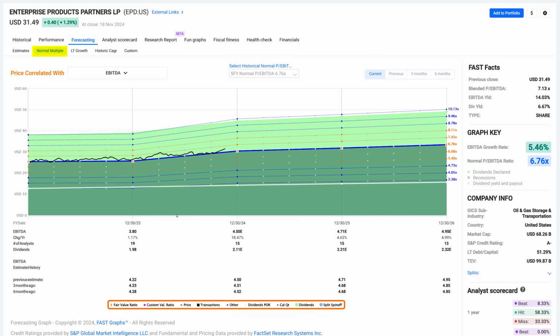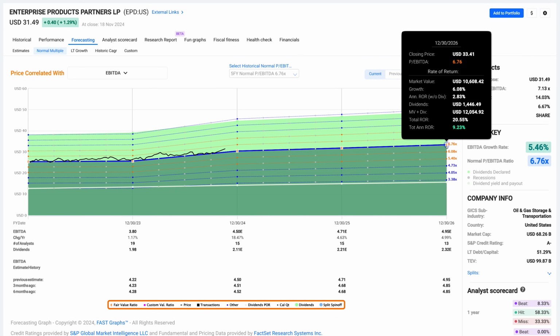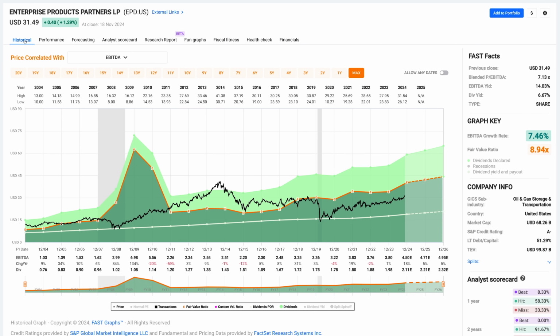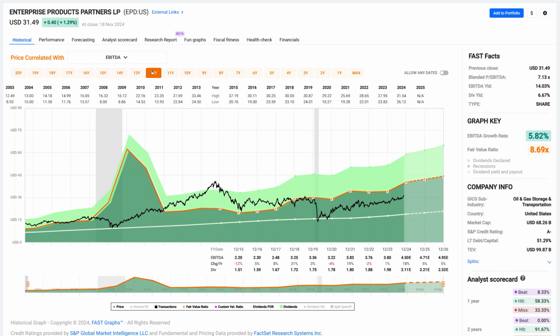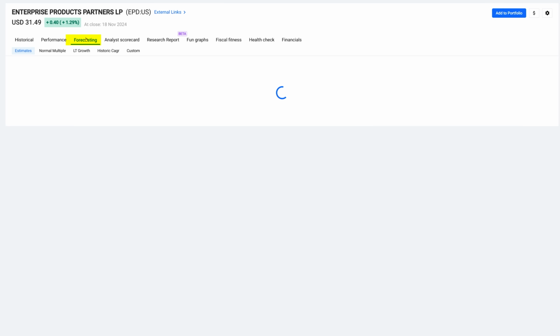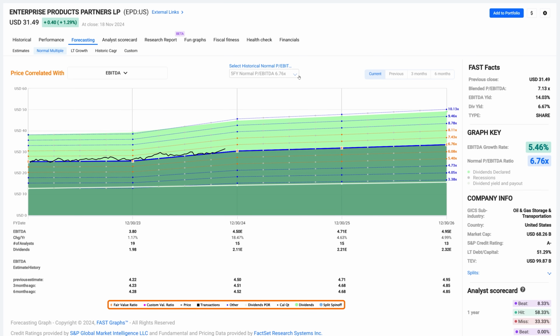If I went and looked at the normal multiple, which has been closer to 7, I still have a chance to make over 9% with a 6% yield, counting total return. So looking at it from a historical point of view, 7 times EBITDA is a pretty good number. But once again, with FAST Graphs, I can change the time frames and I get different numbers. So if I'm looking at my forecasting here and looking at the normal multiple, I do have a drop down here where I can look at what the normal multiples have been over all these different time frames.